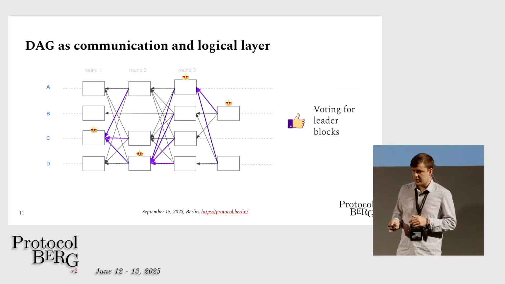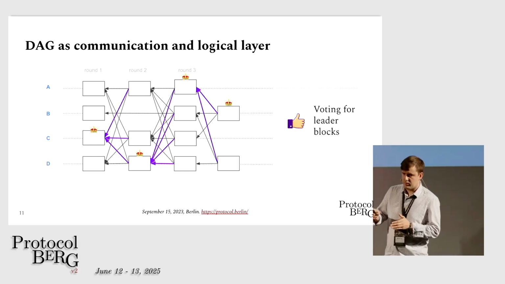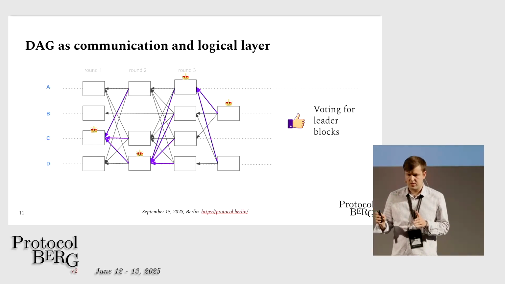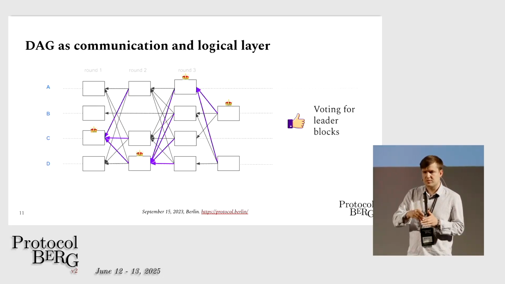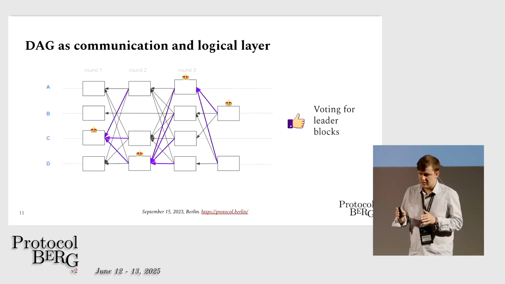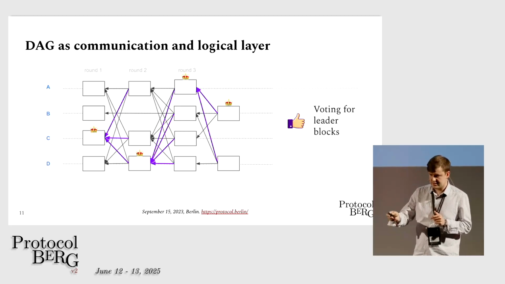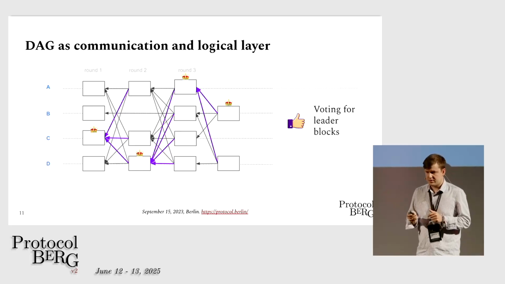What's important is that we wait not only for the quorum of blocks from the previous round, but we also wait for the leader block in the previous round, because in our DAG interpretation, we use some kind of virtual votes, some references included in the block, and we need to have these links to the leader from the previous round.